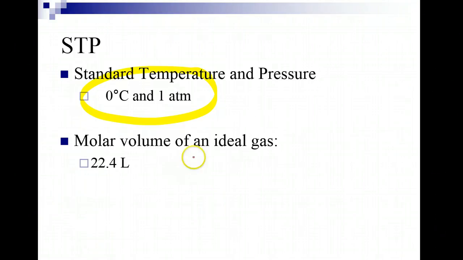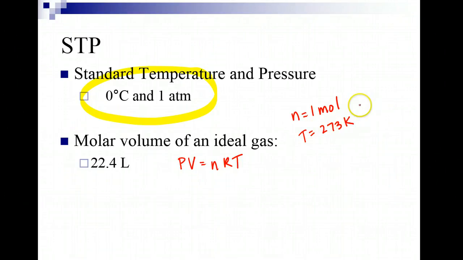If we take a look at PV = nRT, first of all, we know that molar volume is the volume of 1 mole. So we know that n has to be 1 mole. We also know that if we're at STP, the temperature has to be 0 Celsius, or in other words, 273 Kelvin. And we also know that the pressure needs to be 1 atm. If we use PV = nRT and we're solving for the molar volume of an ideal gas, which would be V in this equation, if I rearrange, V would equal nRT divided by P.